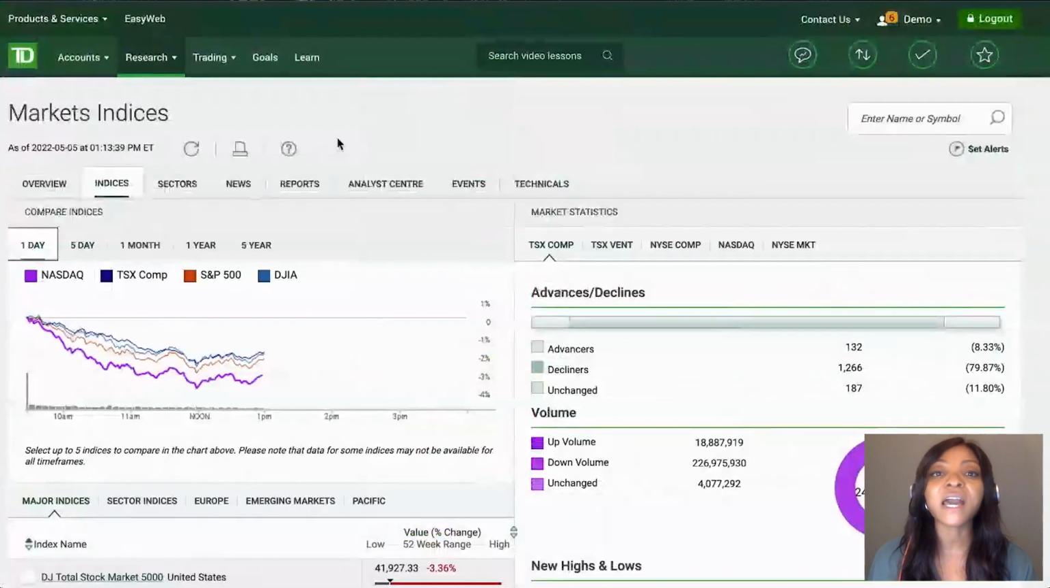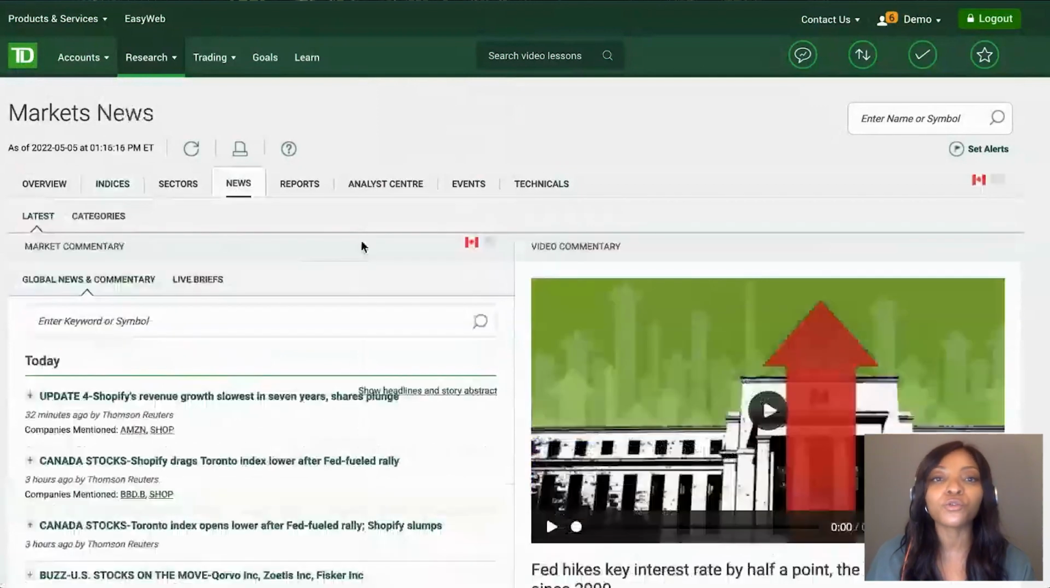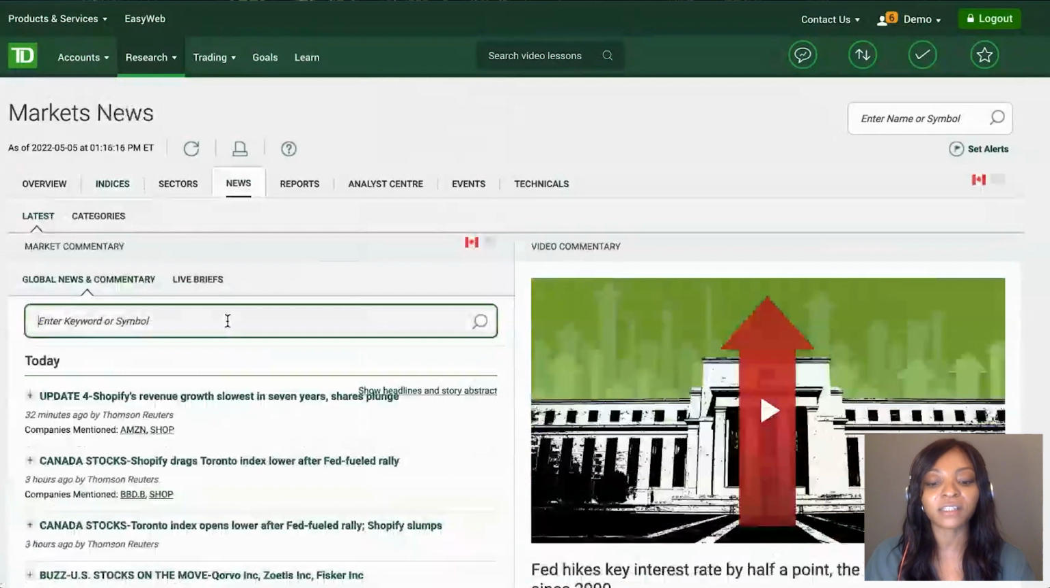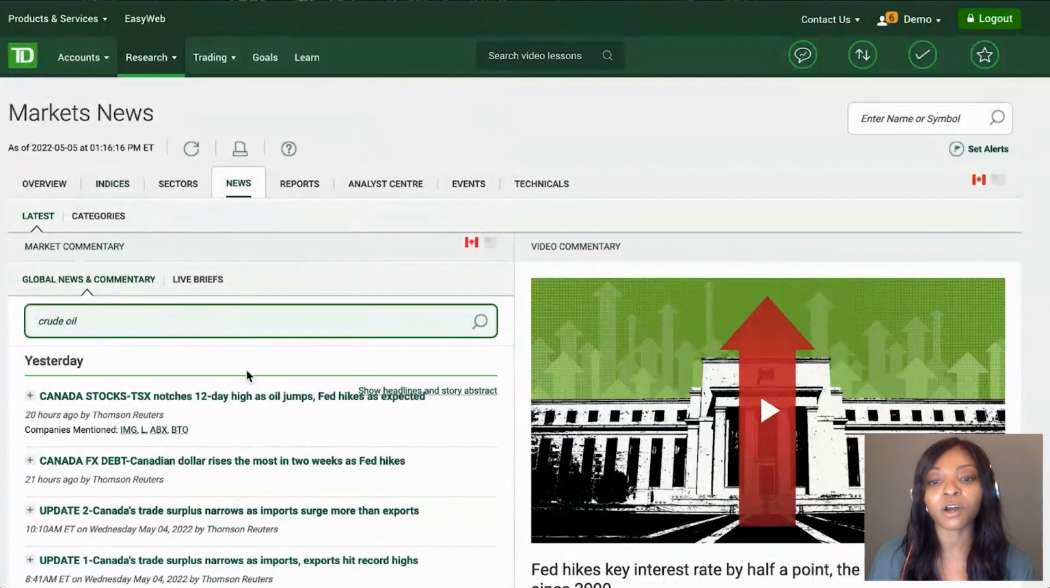Now, if I want to get some more detailed information about why certain companies are performing the way they are, or if I have a sector that I want to look into, I can go to the tab that gives me information on news and commentary for what's happening in the markets. So let's say I want to know how crude oil is doing, what the news about crude oil is, how it's impacting the markets. I can actually just type in a keyword I'm thinking of. So once I search for crude oil, I can see, once again, based on the Canadian markets, any information that mentions crude oil and how it's affecting the economy as a whole.